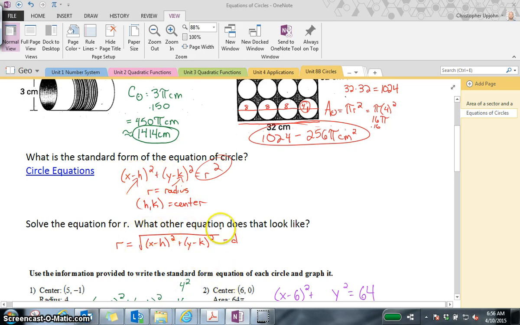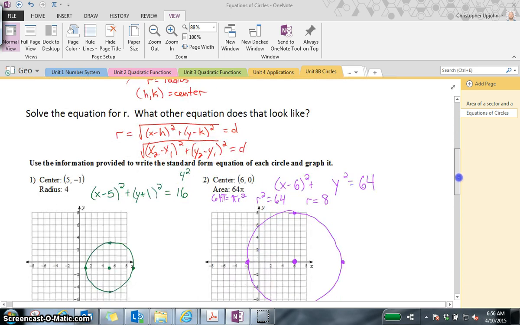The equation for r, what does it look like? Well, you take the square root. That is exactly the distance formula, just specific x's and specific y's. And what that's finding is the length of our radius, which we'll use in a second.